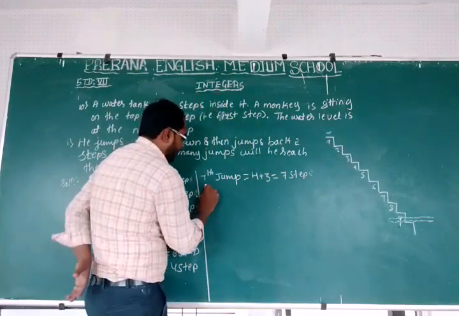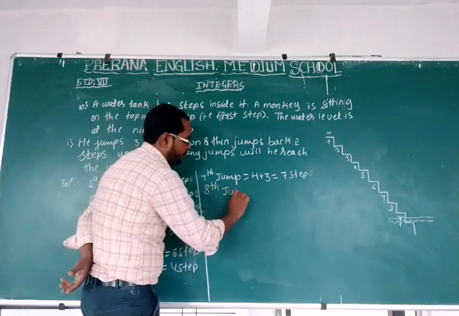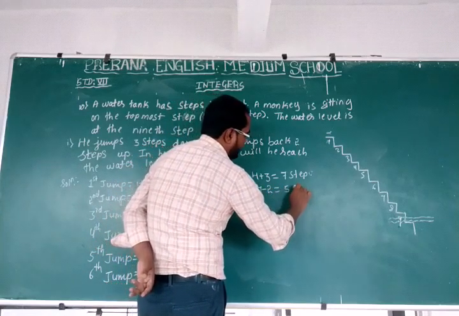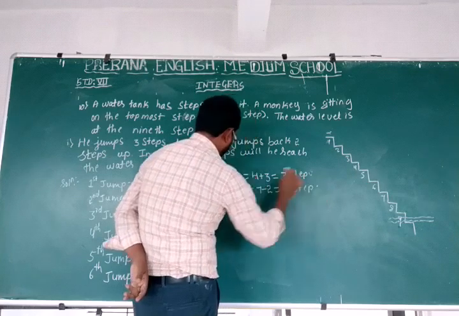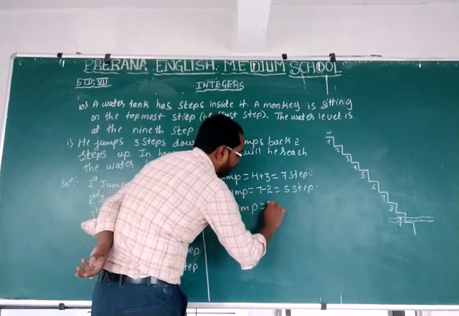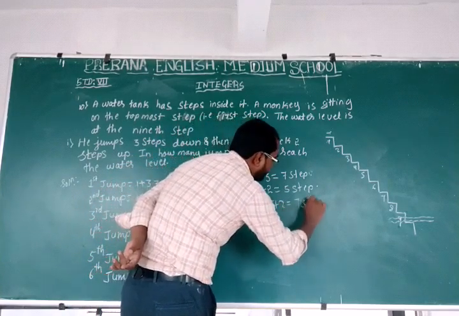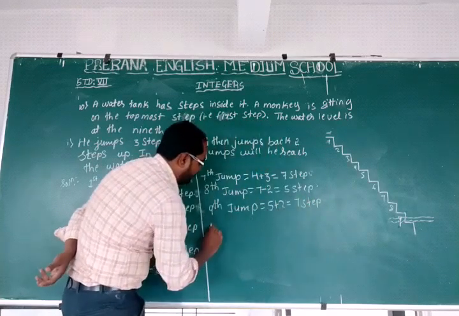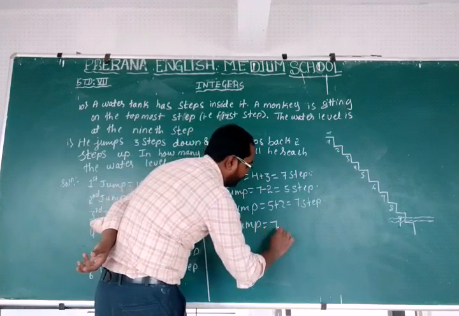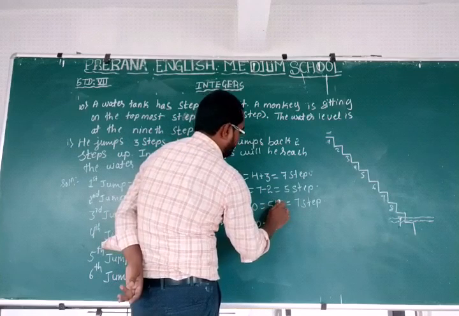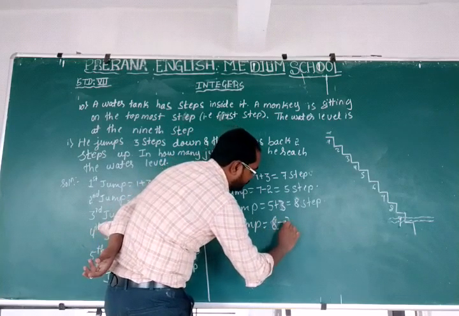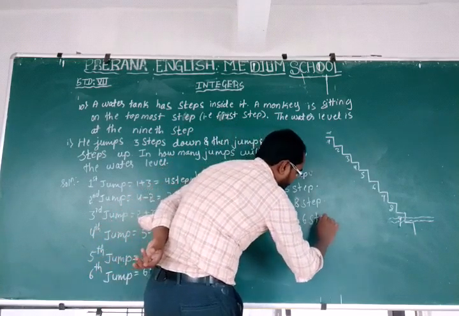Next, 8th jump. It will jump back now. 8th jump will be 7 minus 2 will be, again it reaches the 5th step. Next, 9th jump. 9th jump will be 5 plus 2. It reaches the 7th step. Okay, next, 10th jump. 10th jump will be 5 plus 3, which is 8th step. So 8 minus 2 will be 6th step it will reach.